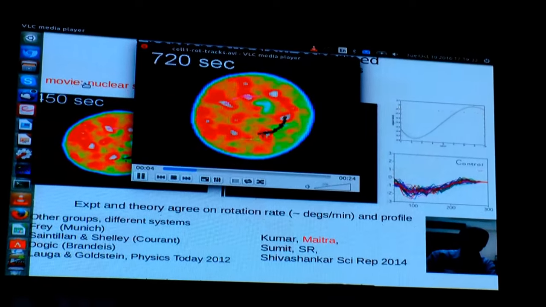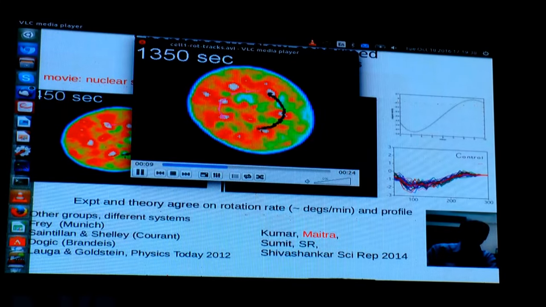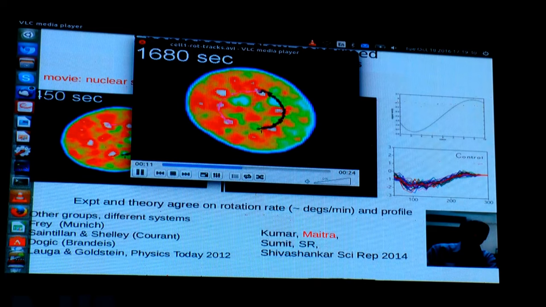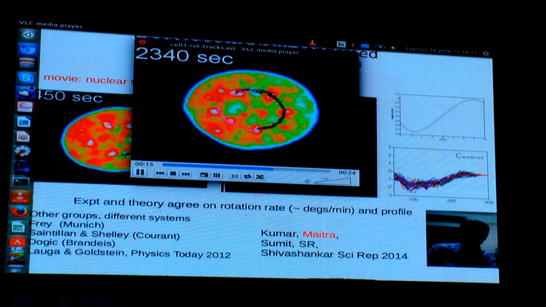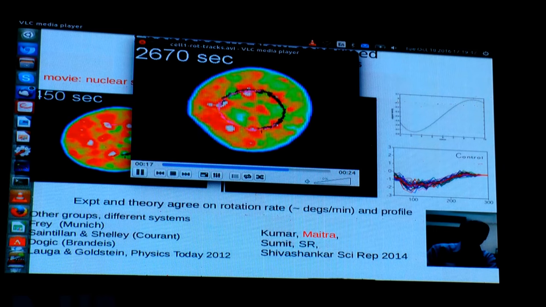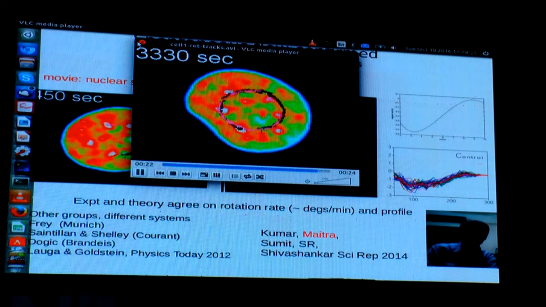This is the nucleus of a cell, and you've got this blob here, which is the nucleus, which is going round and round at a few degrees a minute. So you've got this cell plated on some polymer pad, it's sitting there, its boundary is fixed, and the nucleus is actually spinning. Why is it happening? It's happening basically because of the effect that we just talked about.